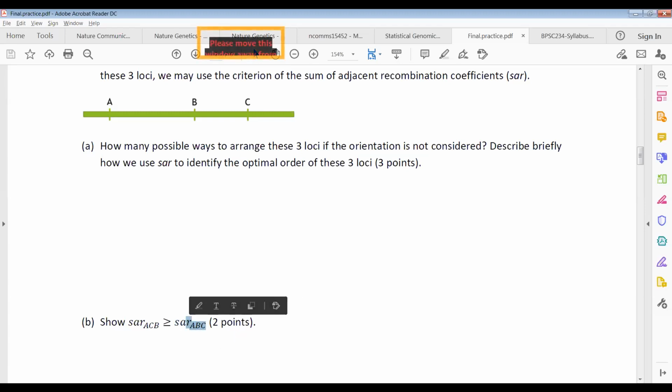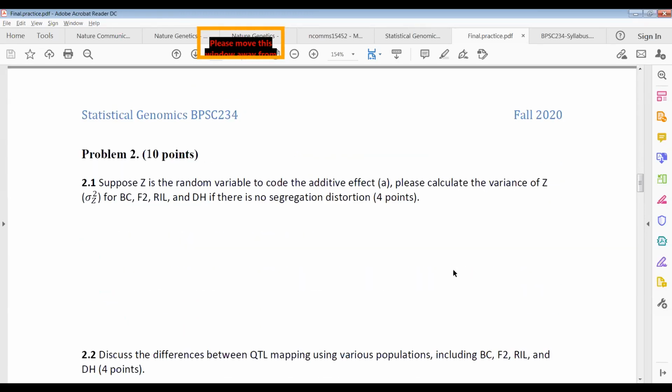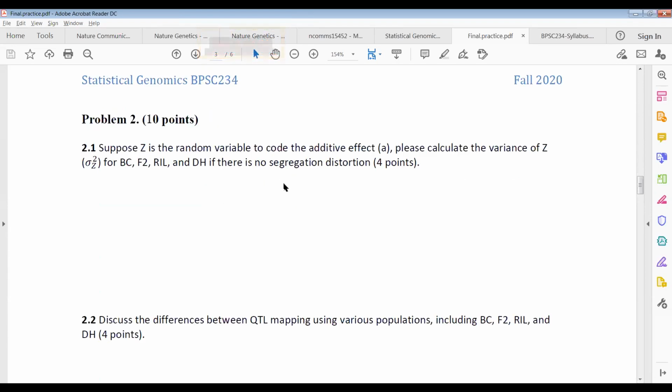Do you want me to show this? No. Okay. Good. Very good. So this is quick, right? Now everybody is expert, so I don't have to spend too much time on a single problem, and we can move forward very fast. Okay, so the second one.